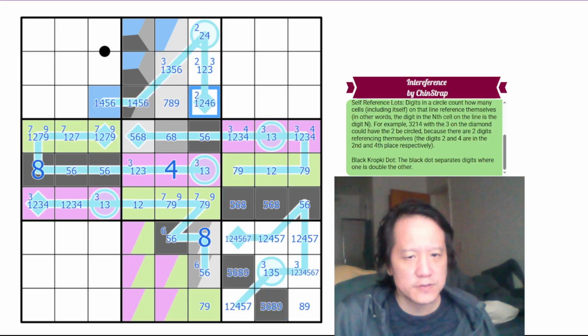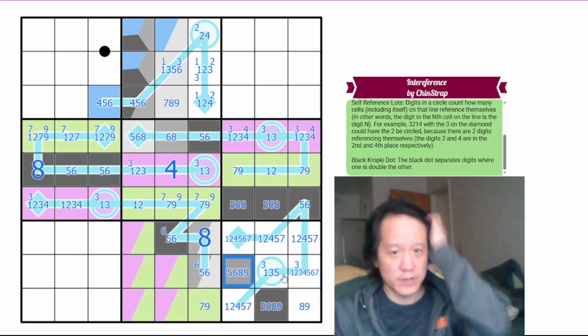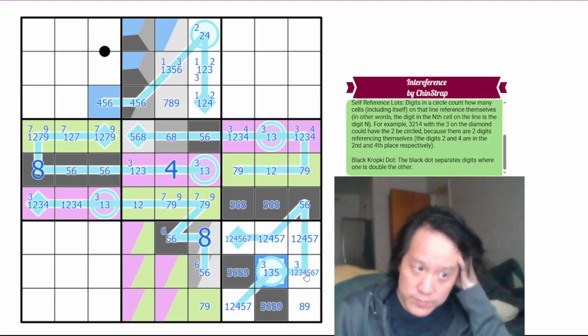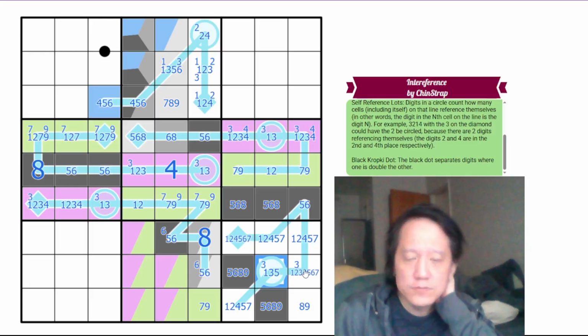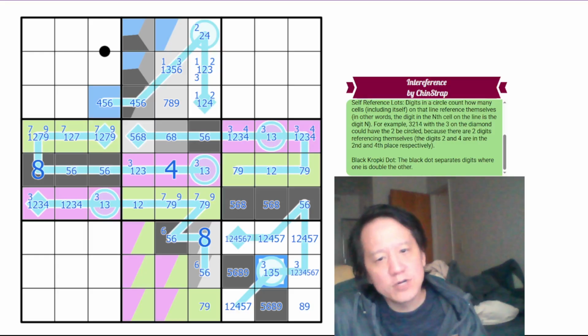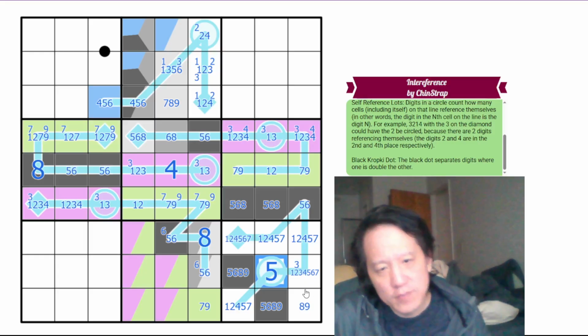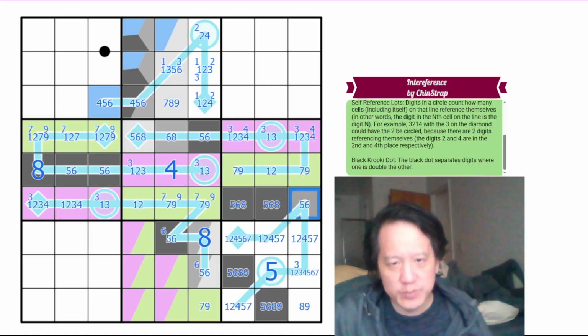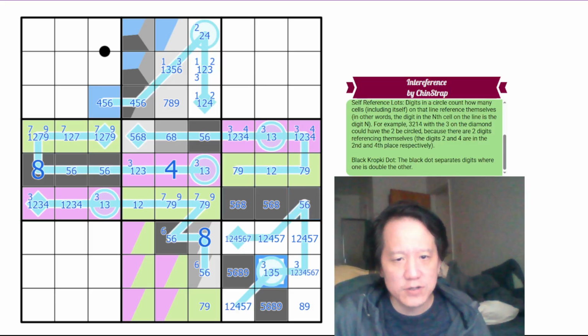Okay, so this is there. 1 is guaranteed there. That can't be 1. Okay. So what happens if this is 5? If this is 5, then this becomes 6. And everything else has to reference itself, right? Because 5 and 6... Oh, no, that doesn't work. So this cannot be 5.